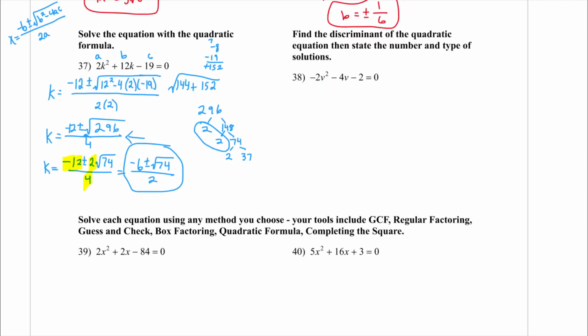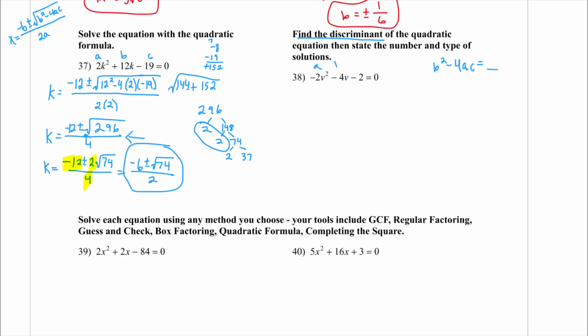Alright, on 38, the discriminant is that other formula I mentioned that was in the square root. No, it is in the square root, but it is in the quadratic formula. And so we just need to do b squared minus 4ac, and that tells us what the discriminant is. It says find the discriminant. So we want to figure out what that number is, and then we want to use that number to figure out the number and type of solutions.